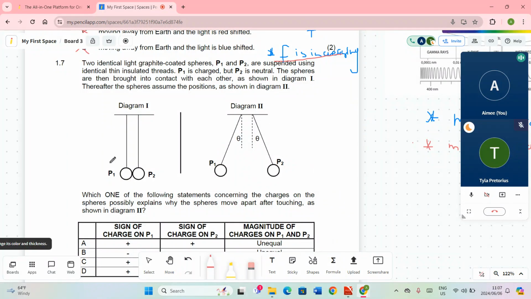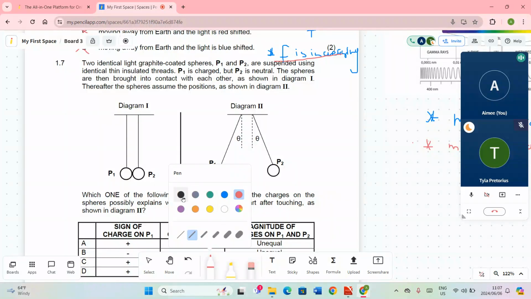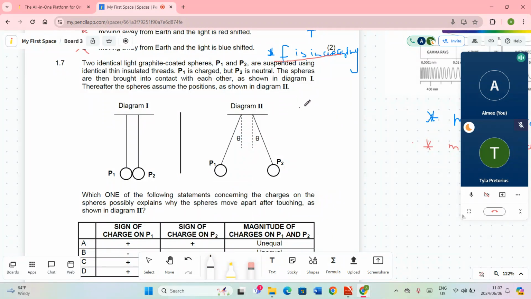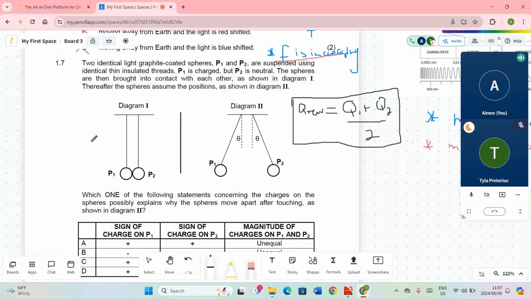So this is one of the formulas that is not on your formula sheet. And the formula goes: charge new is equal to charge 1 plus charge 2 divided by 2. Okay, and this is the formula you use when the question asks or tells you that the charged spheres have come into contact and then are separated.